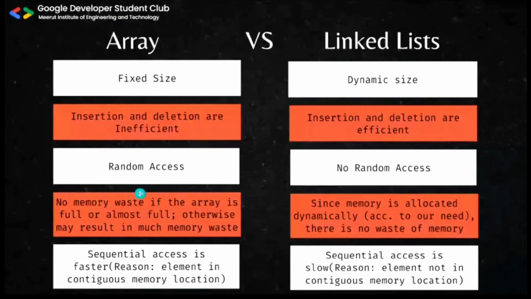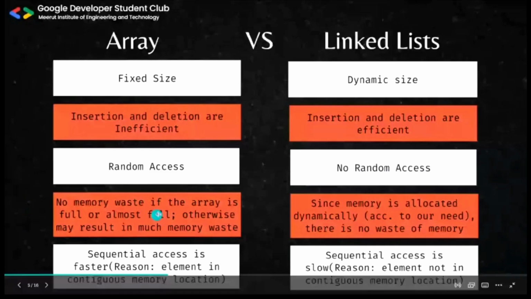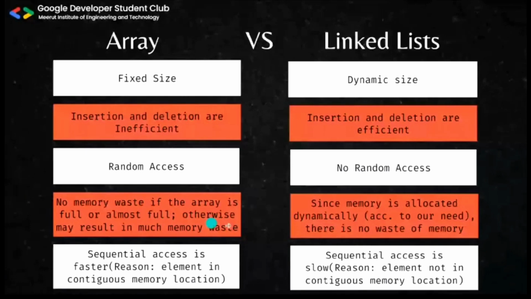In case of arrays, memory might be wasted if the array is not full. But a linked list allocates the memory dynamically. So according to our need, that is whenever we need to insert a new node, we can insert it, and if we don't need it anymore, we can just delete it. So there is no waste of memory.